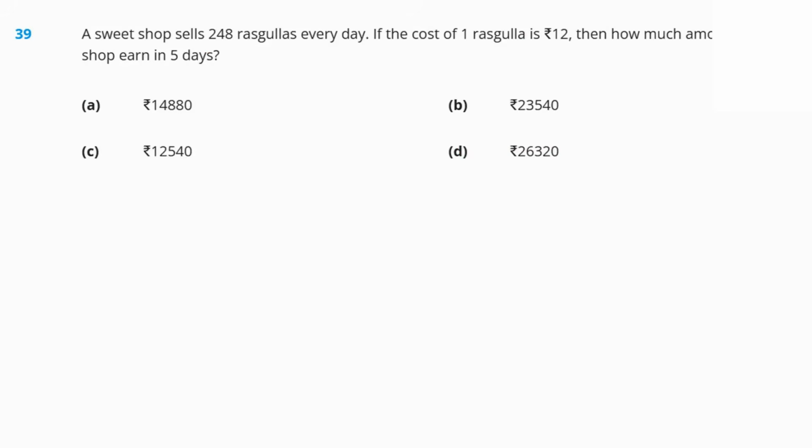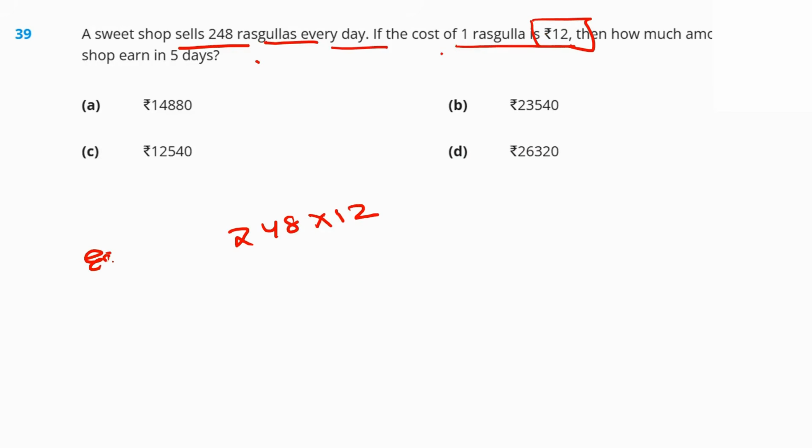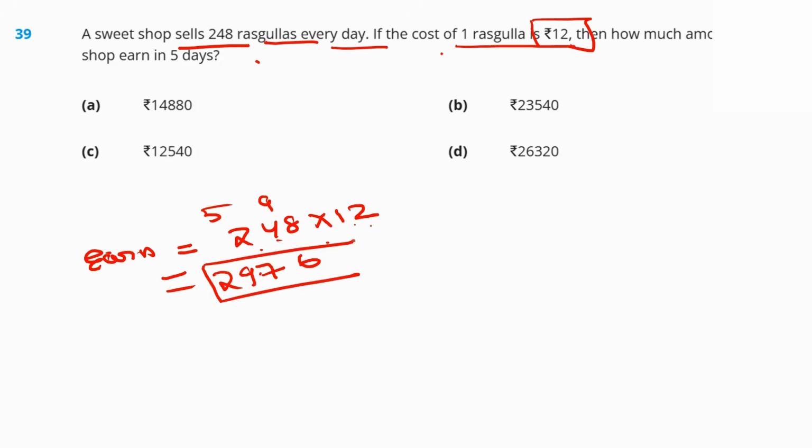Next, question number 39. A shop sells 248 rasgullas every day. The cost of one is 12 rupees. So what's the entire earning for one day? Earning in a day is 248 into 12. 12 8s are 96, carry 9. 12 4s are 48 plus 9, that's 57, carry 5. 12 2s are 24 plus 5, 29. 2,976 is what the shopkeeper earns in one day.